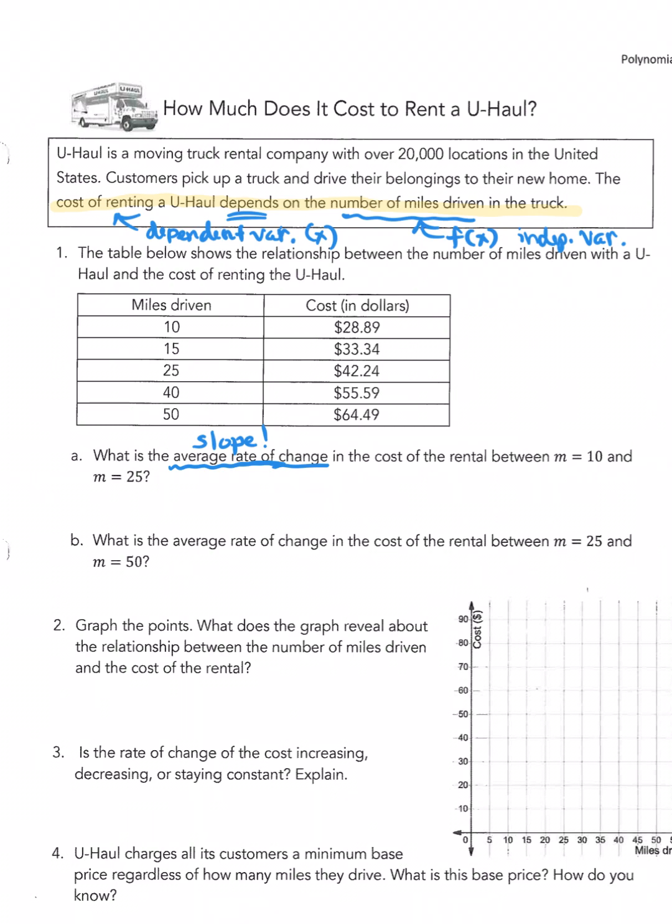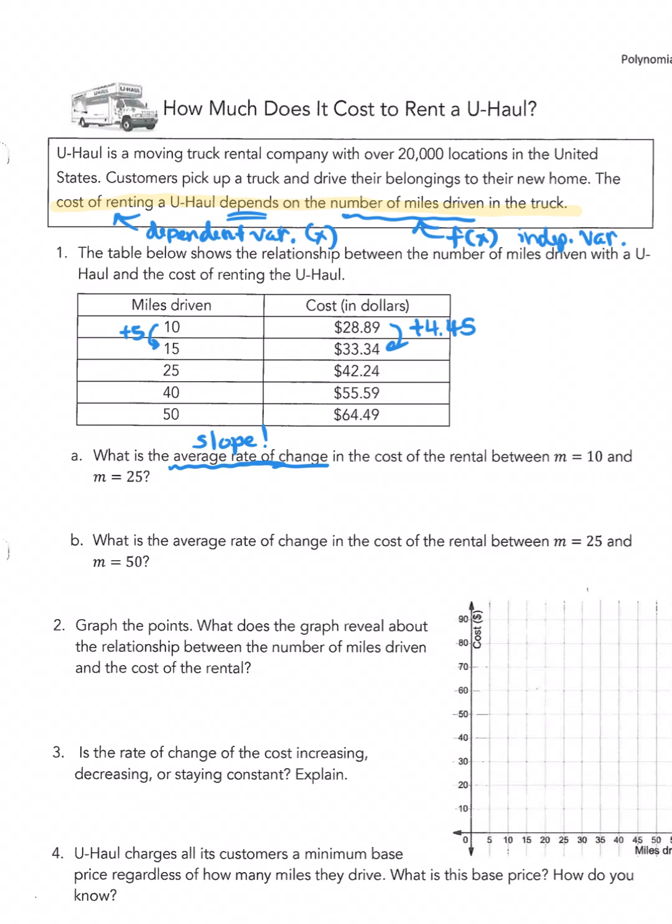To do that, we're going to look at the change each time. So what's happening here? We've got 10 to 15, we're going up 5. And here, we're going up. All right? So let's see by how much. Let me see. We have 33.34, and we are going to subtract 28.89. We have a change of positive $4.45.